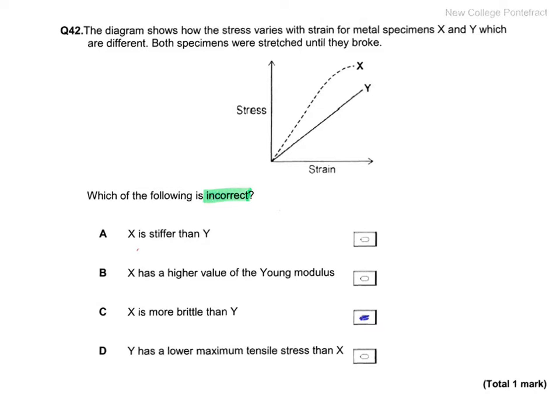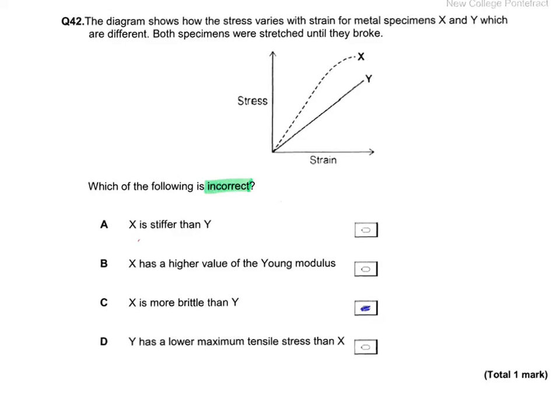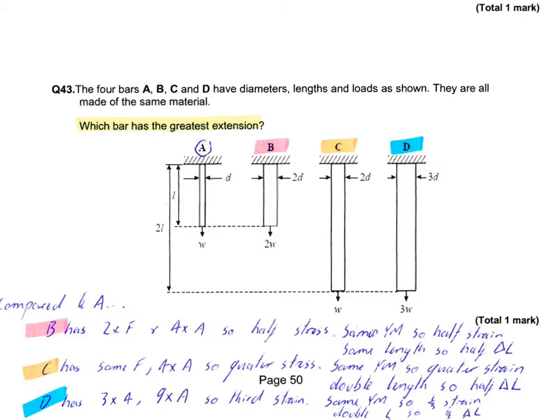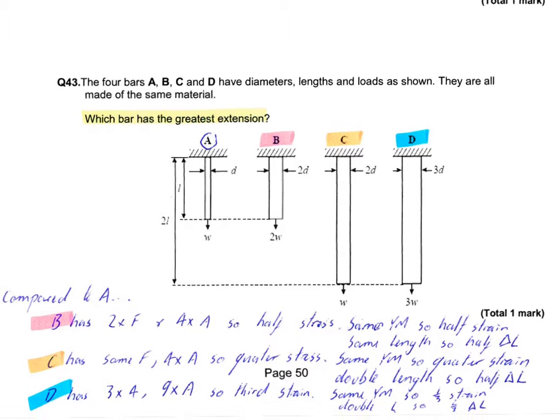D. Y has the lower maximum tensile stress than X. Well, the biggest stress that Y takes before it breaks is smaller. It is a lower maximum tensile stress than X, so that's also a true statement, not the answer to the question. If we move on to 43, 43 is quite involved. You probably do it almost intuitively.